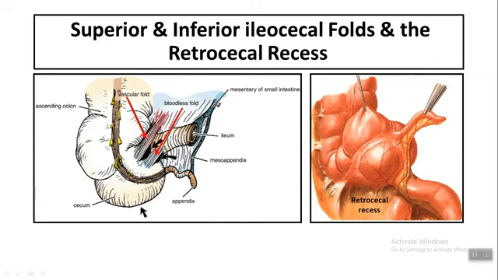The presence of the peritoneal cover will form folds and recesses around the cecum. We call these folds of peritoneum the superior and inferior ileocecal folds. The peritoneum that extends between the cecum and ileum will form these folds, and it will form a recess that is called the retrocecal recess, meaning behind the cecum, the pouch that always contains the appendix.